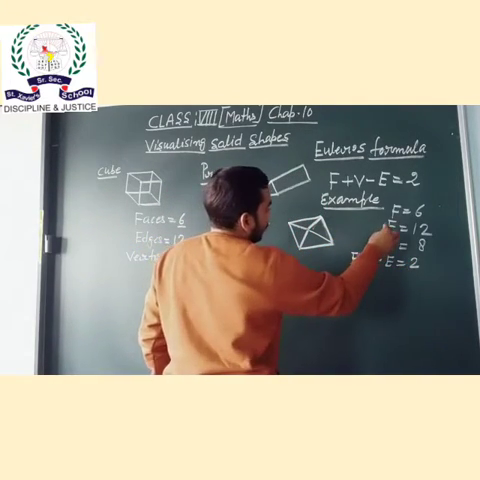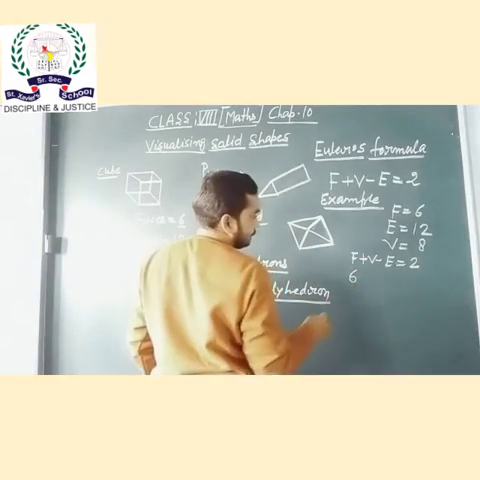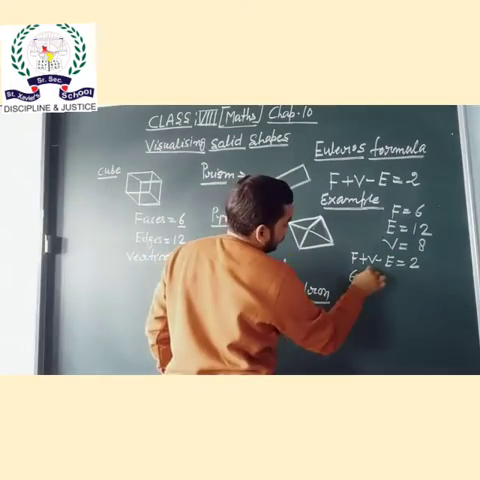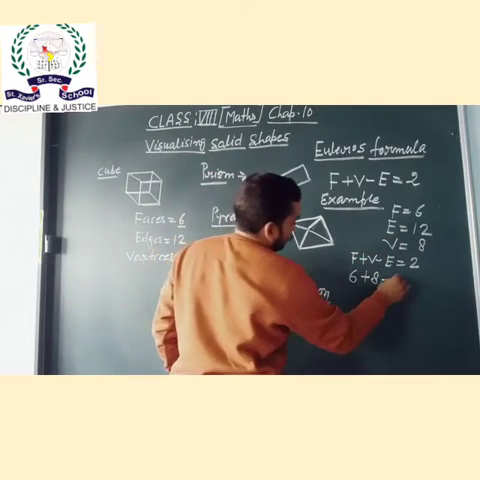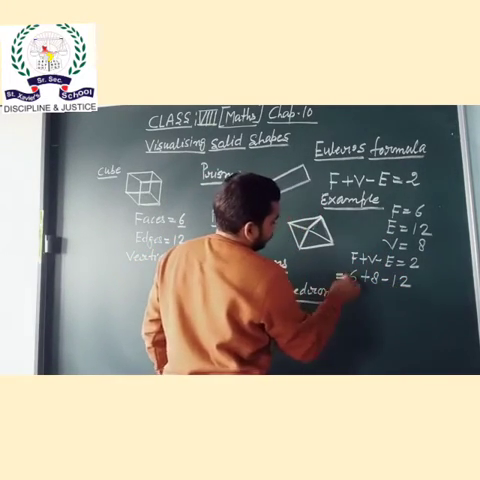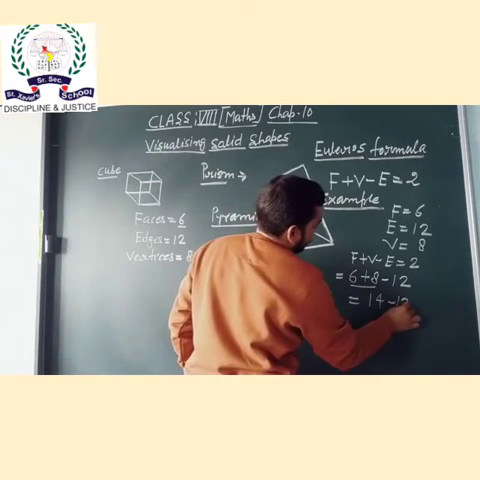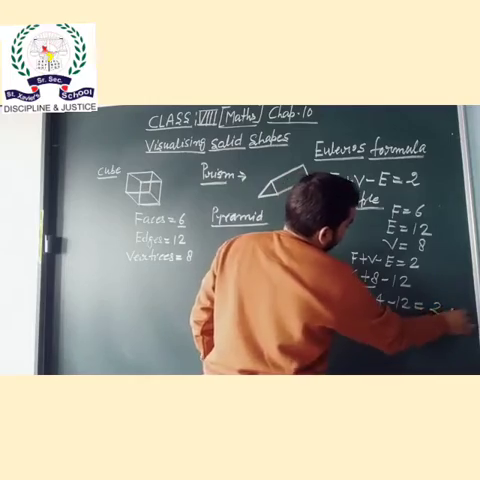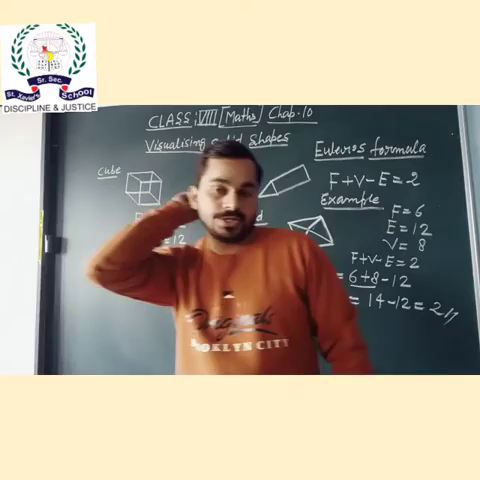So put the value of F, that means the number of faces, equals 6, plus 8, and minus the number of edges, which is 12. So 6 plus 8 is 14, and 14 minus 12 is equal to 2. So this time we have to verify using Euler's formula.